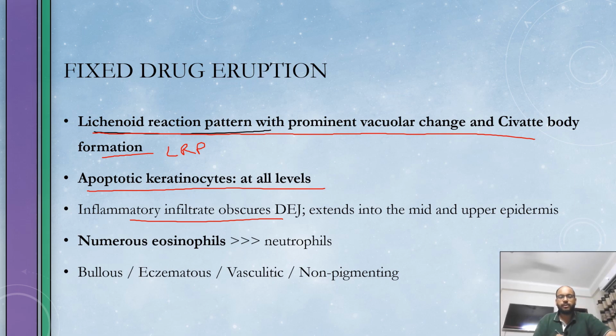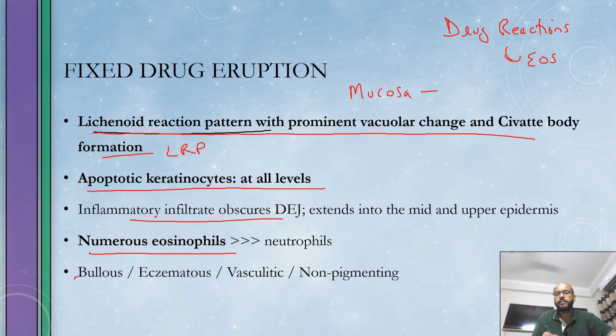There are numerous eosinophils. You might have noticed that whenever we are talking about drug reactions, we do mention eosinophils, EOs. And whenever we are talking about mucosa, we also see plasma cells.